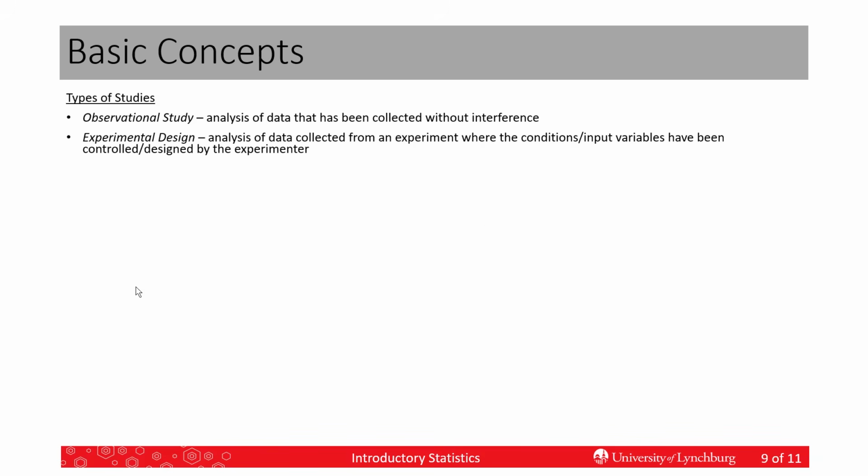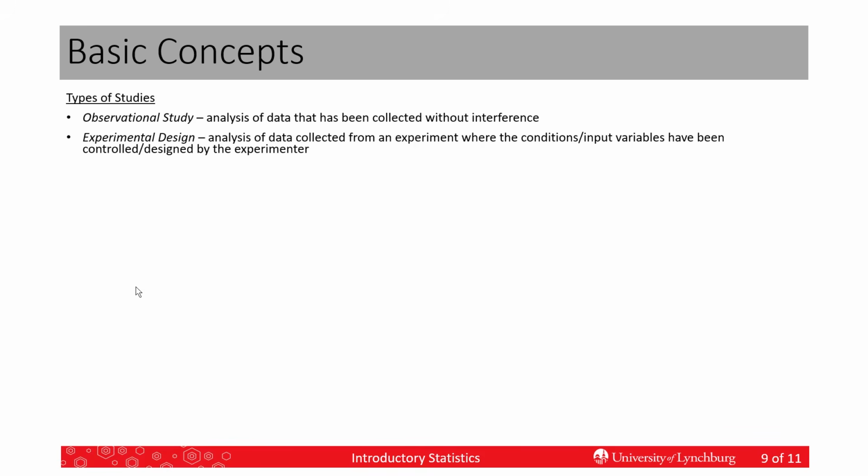So let's jump right into some basic concepts. The first of which is, what kind of studies do we do in statistics? Well, there's two basic types: observational studies and experimental designs. So in this course and in most courses, we deal with observational studies. This is where we analyze data that has been collected without the researcher or anyone influencing or interfering with the results. Experimental design is very different.